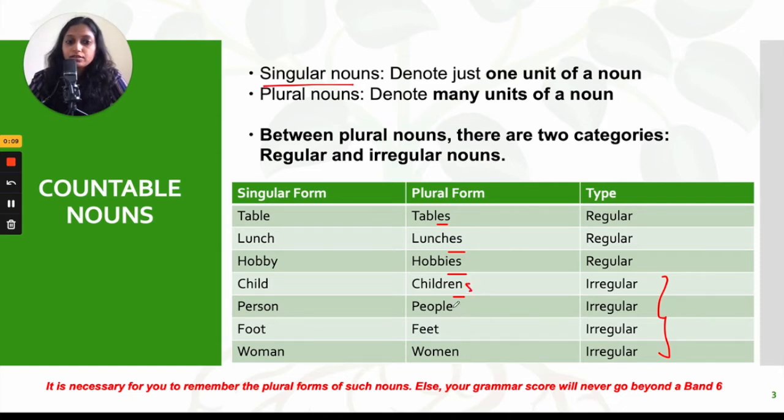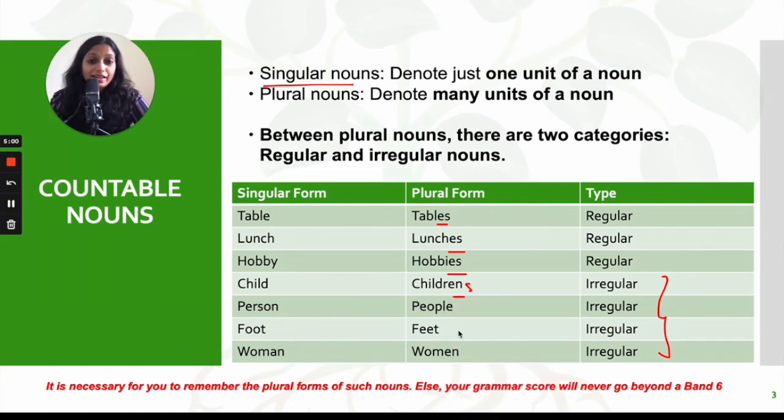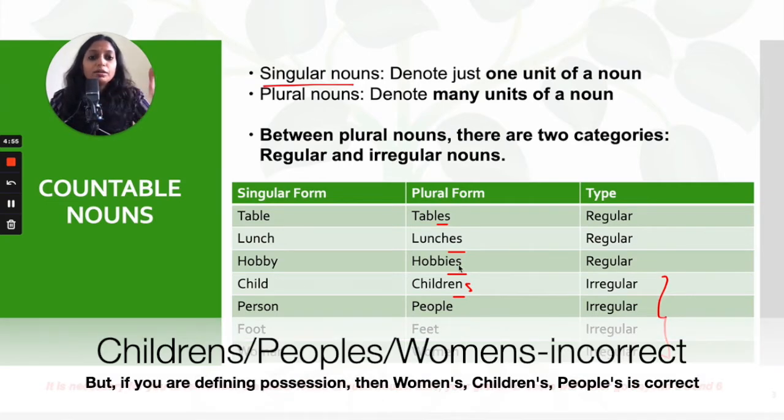So this is incorrect. When you say people's, children's, feet's, women's, it's incorrect. But again, if you are talking about something that belongs to children, children's education, people's opinions, women's rights, that is different. So you're talking about rights belonging to women, opinions belonging to people, and education belonging to children.